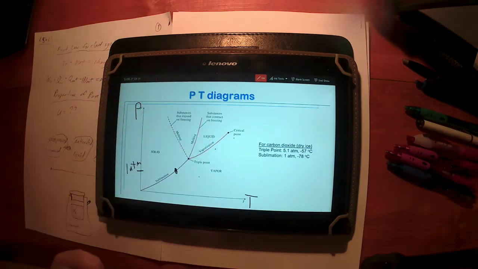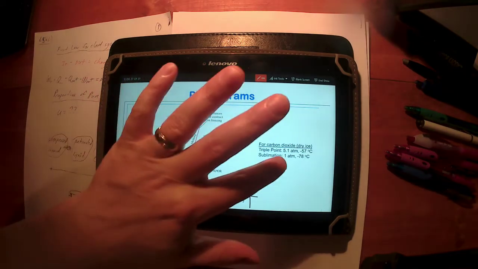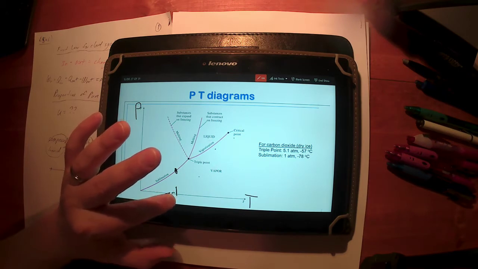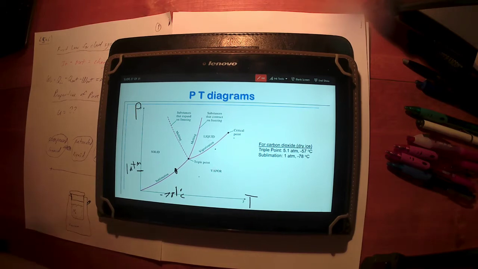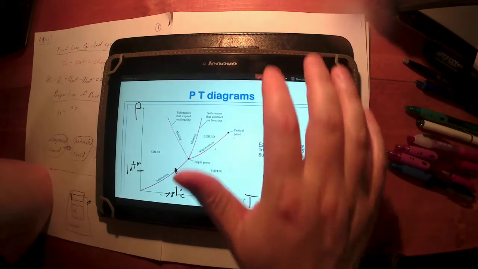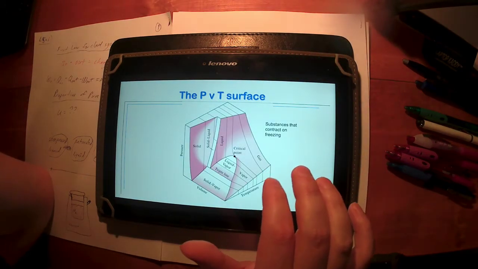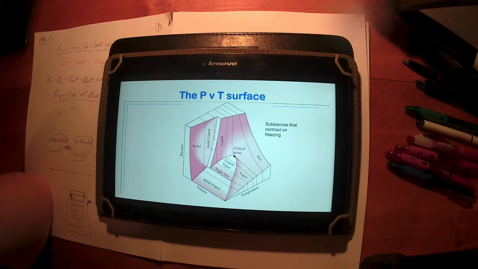That's up here. And again, for carbon dioxide, dry ice, so to speak, that occurs at minus 78 degrees C, very, very cold. Okay, so the triple point is all the way up here at 5 atmospheres and minus 57 degrees C. If it's water, of course, your whole scale changes a little bit. All right, so just something to think about. And as I've alluded to, you're really dealing with a 3-dimensional surface. You're dealing with a 3-dimensional function.